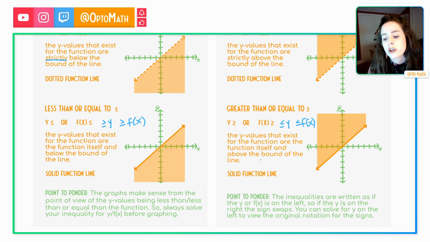Here's another point to ponder. The inequality is written as if y or f of x is on the left. So if y is on the right, the sign swaps. So that's what we've been talking about in blue here. You can solve for y on the left to view the original notation for the signs. So typically when we say greater than or equal to, it looks like this symbol. So if you want to view it as that symbol, you need to solve for your y or f of x and have it on the left-hand side.